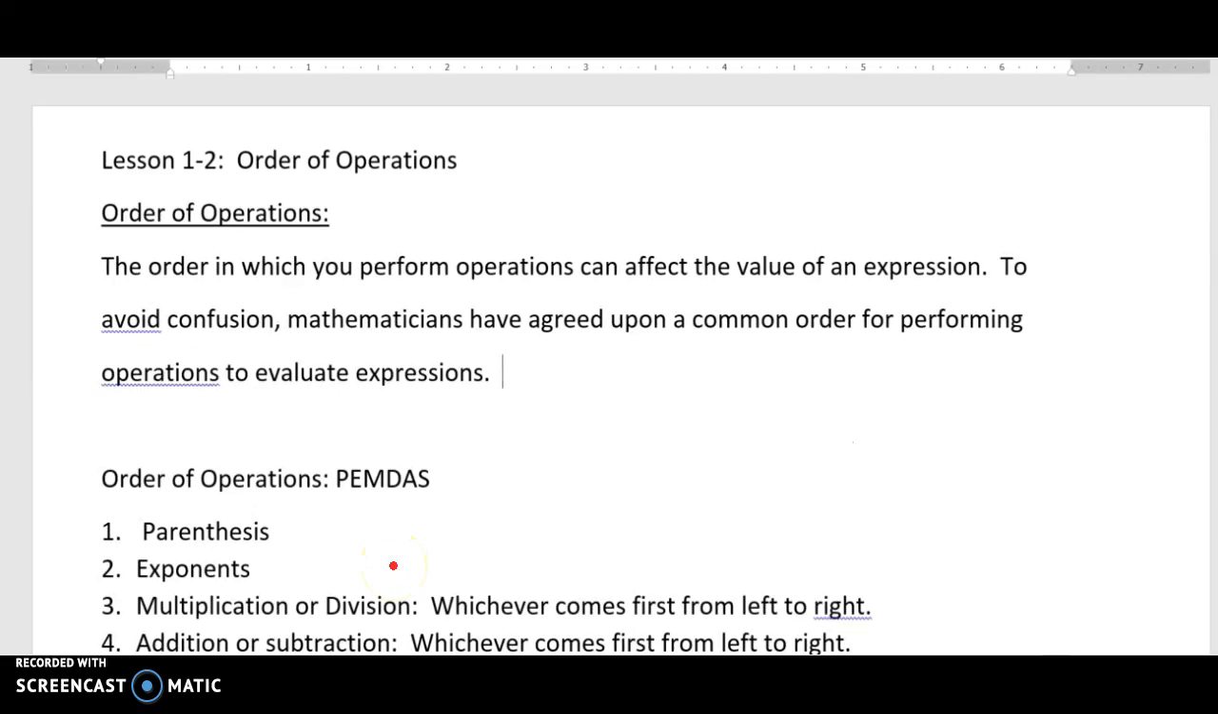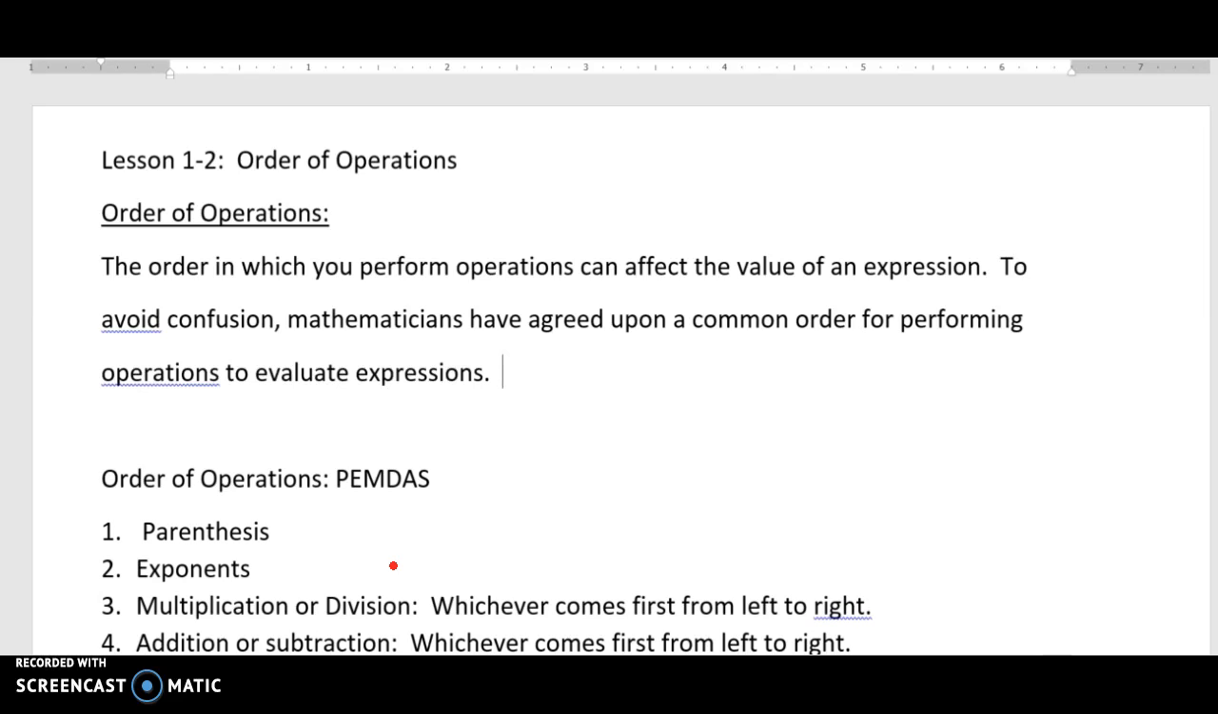All right, lesson 1.2 is order of operations. Now, the order in which you perform operations can affect the value of an expression. And to avoid confusion, mathematicians have agreed upon a common order for performing operations to evaluate expressions.